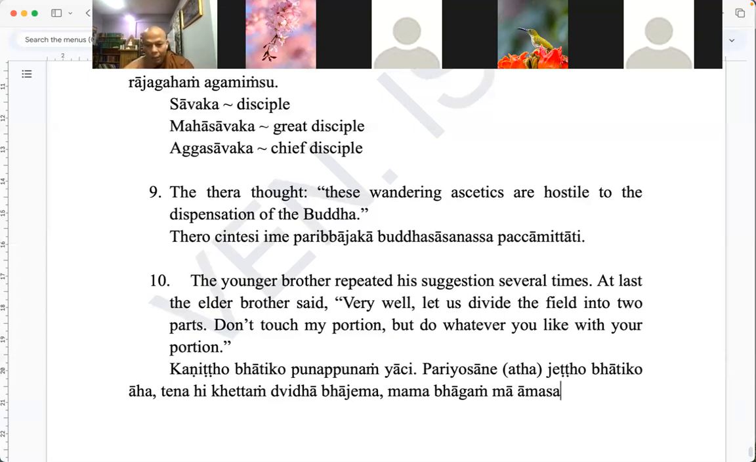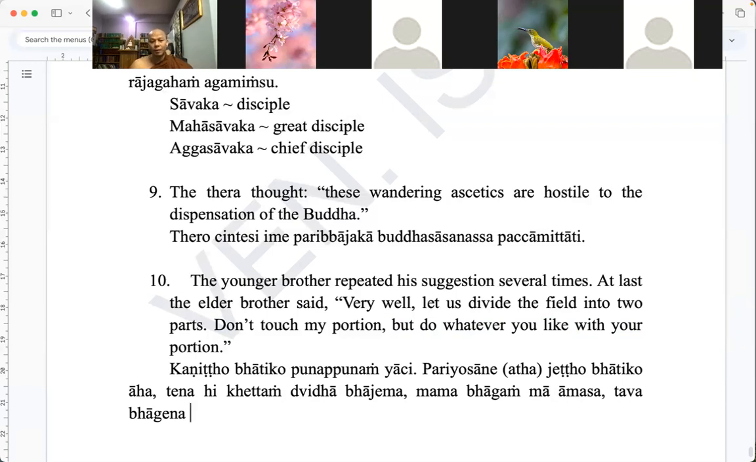So because in this lesson we learn past tense, that is why ma amasa. But do whatever you like with your portion. So dawa is your portion, with your portion. So dawa bagina. Dawa bagina. So do whatever you like. So dawa bagina.